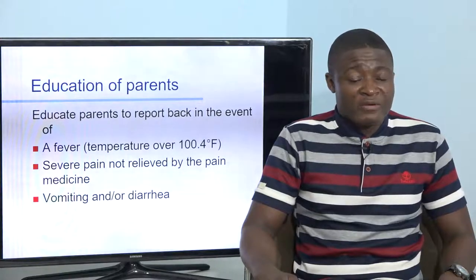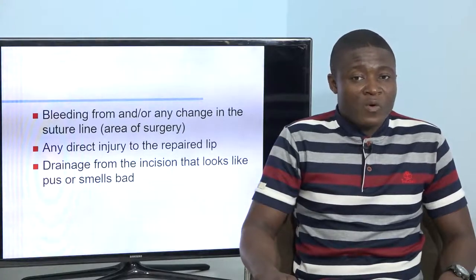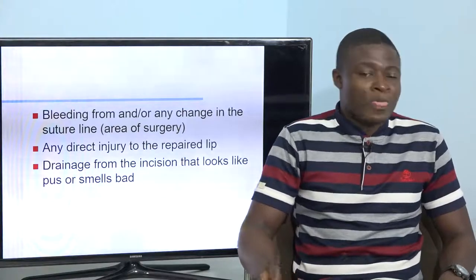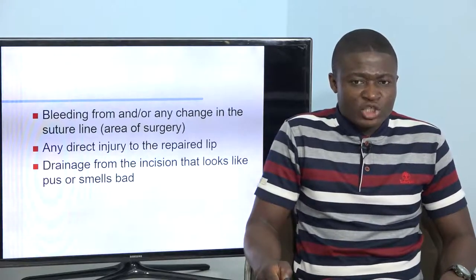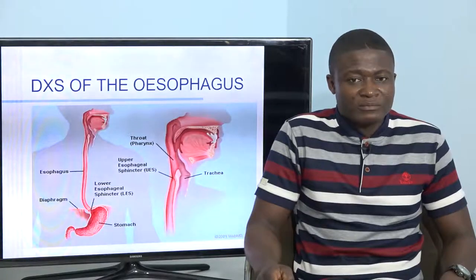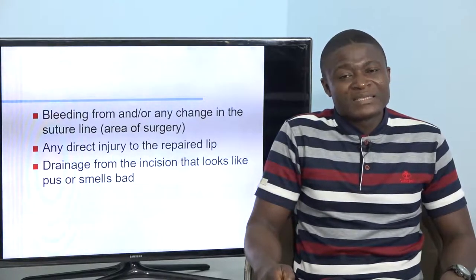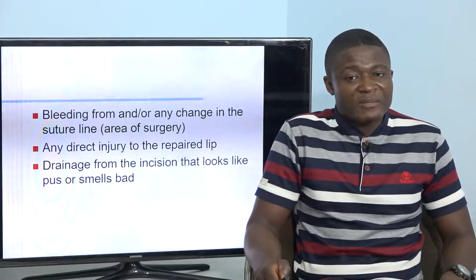Vomiting and or diarrhea. When the child starts to vomit or having diarrhea, that one as well you have to report. Bleeding from or any change in the suture line, area of surgery. We are talking about whether the child starts to bleed from the surgical area, or any change like reddening at the site, like pus drainage from the site, or inflammation, swelling at the site, you have to report back to the hospital. Any direct injury to the repaired lip. Drainage from the incision that looks like pus or smells bad. So, these are specific postoperative management that are specifically applied to surgeries related to cheiloschisis and palatoschisis. So that brings us to the end of cleft lip and cleft palate.